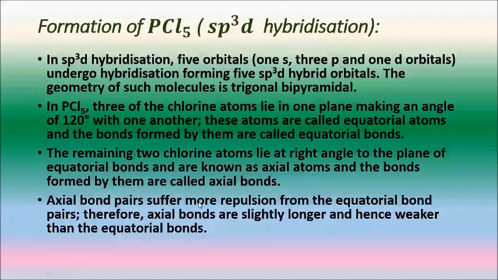Axial bond pairs suffer more repulsion from the equatorial bond pairs. Therefore, axial bonds are slightly longer and hence weaker than the equatorial bonds. This point you have to keep in mind. While you are drawing the structure, keep in mind that the axial bonds are slightly longer and they are weak compared to the equatorial bonds.